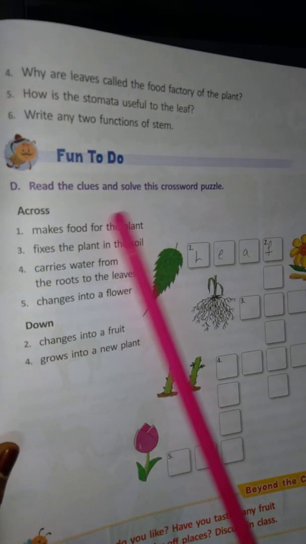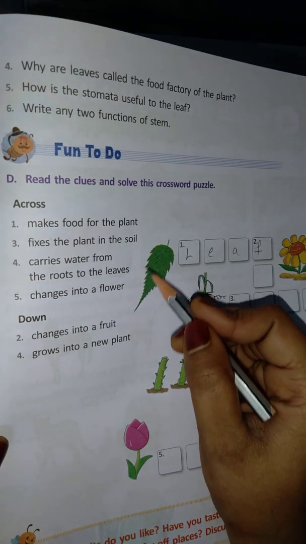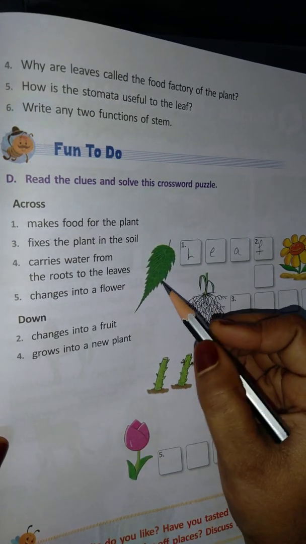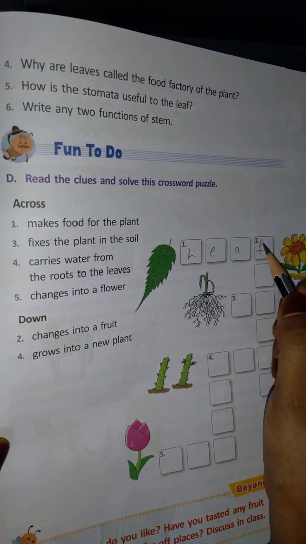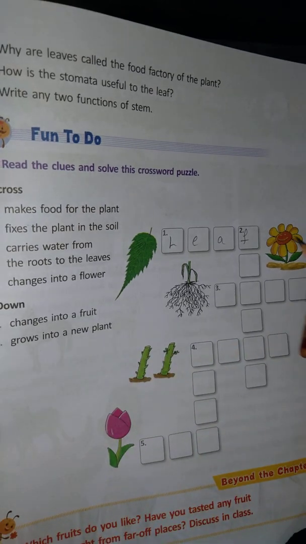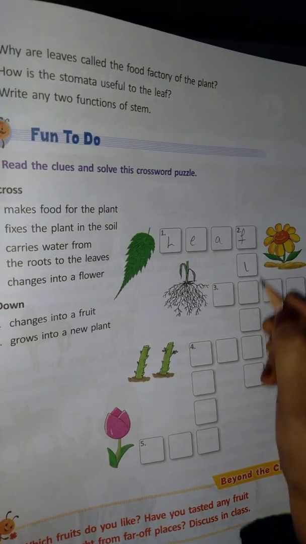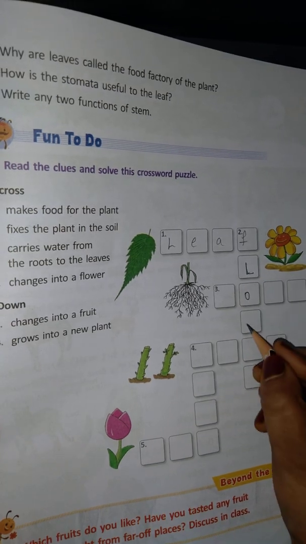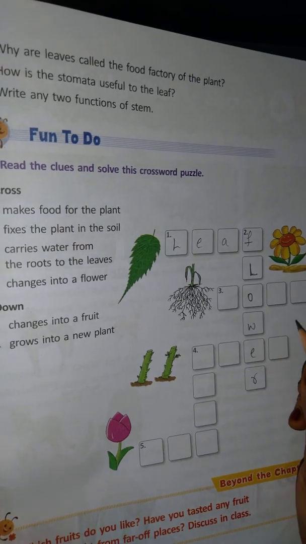Next here, fun to do. Read the clues and solve this crossword puzzle. Across: makes food for the plant. What makes the food for the plant? Leaf, L-E-A-F. Next, down: changes into a fruit. What changes into a fruit? Flower, F-L-O-W-E-R. This flower is changing into fruit.